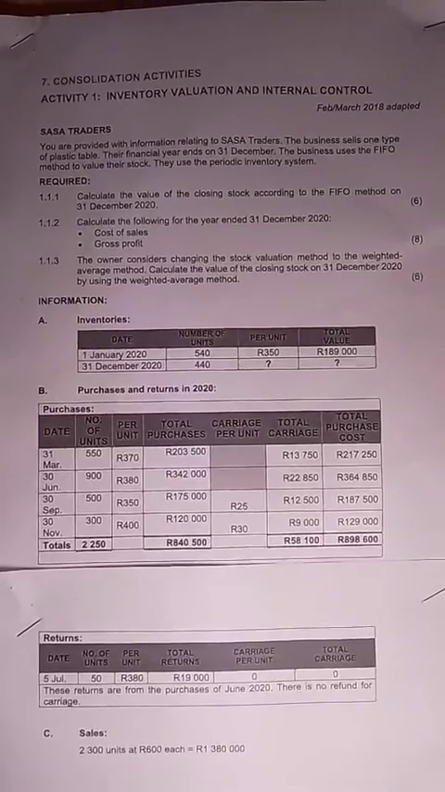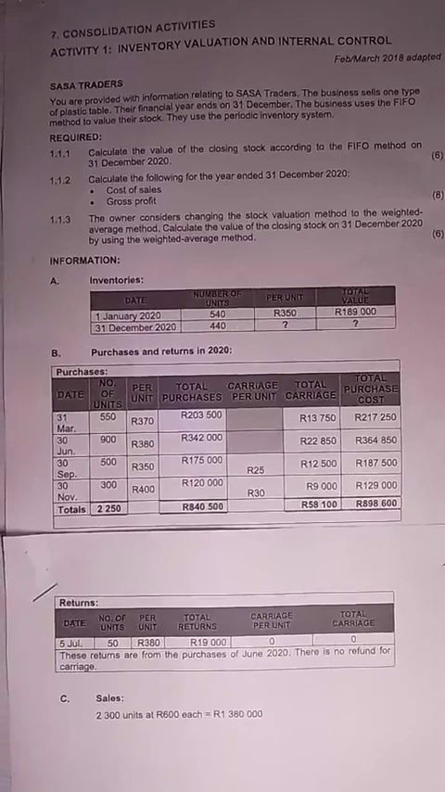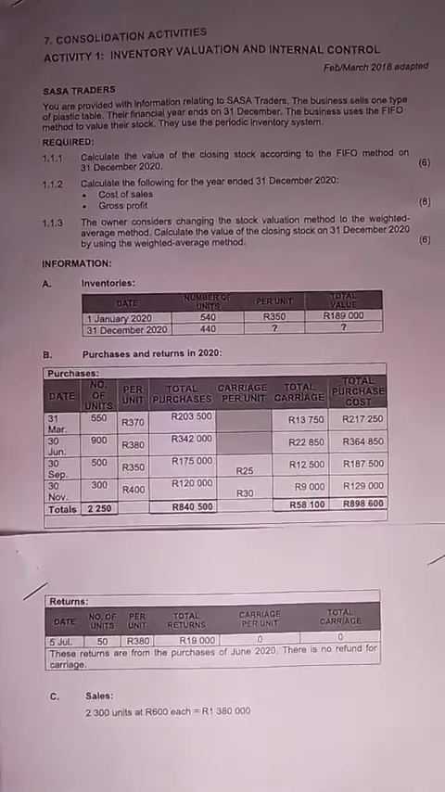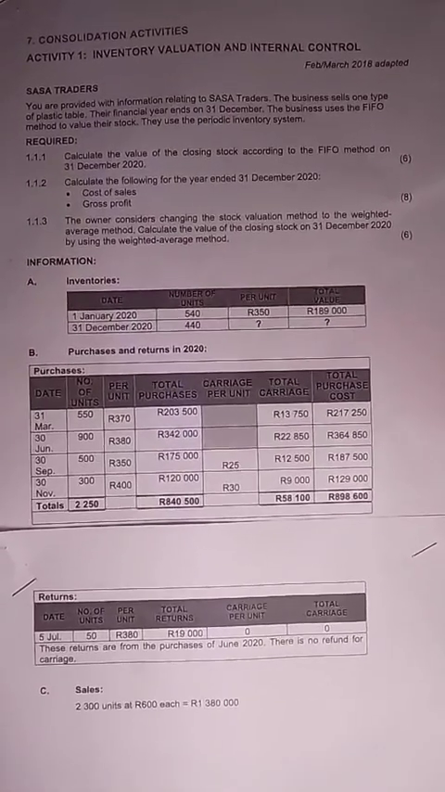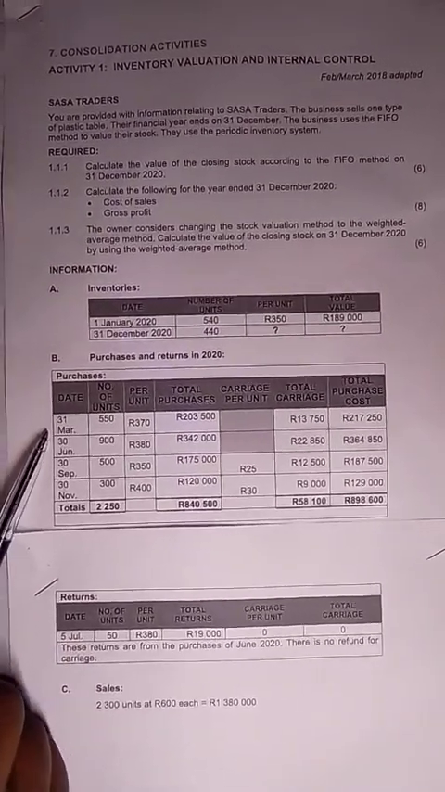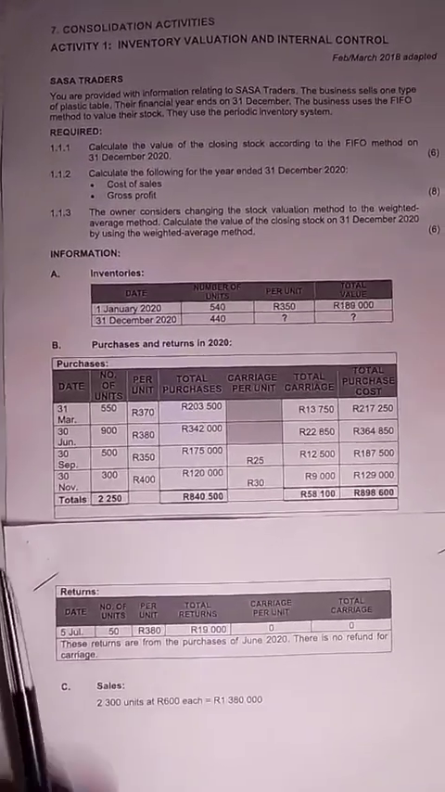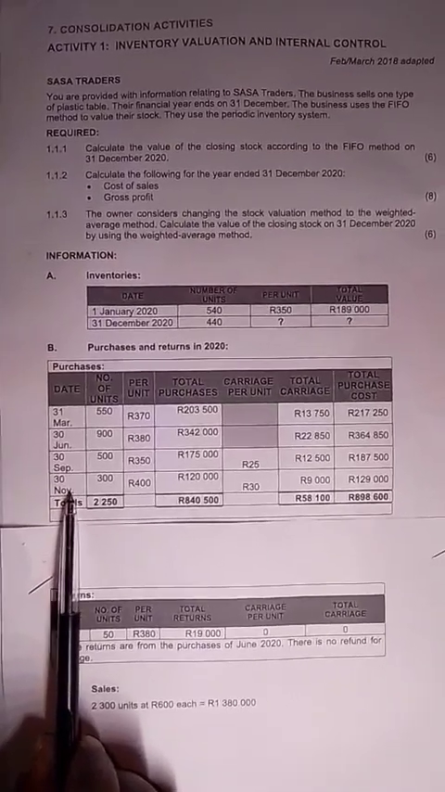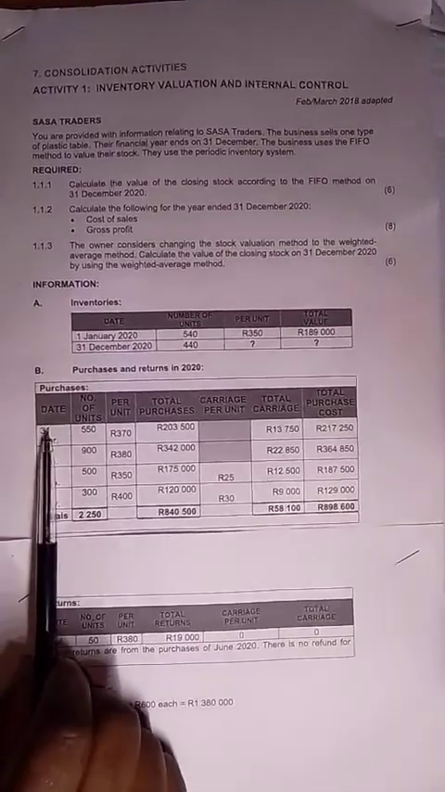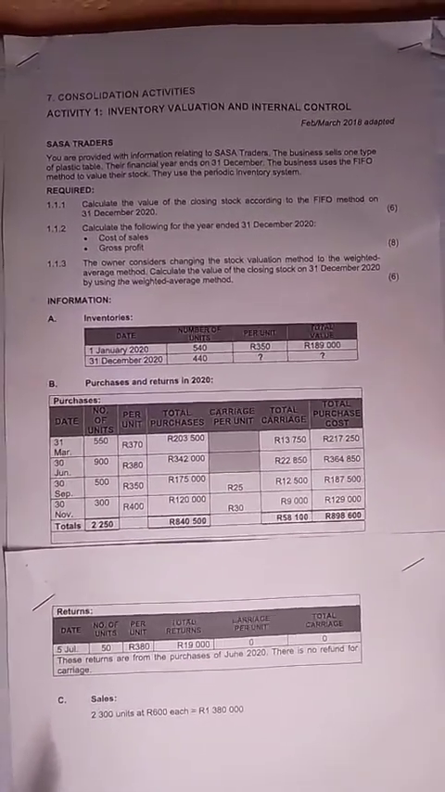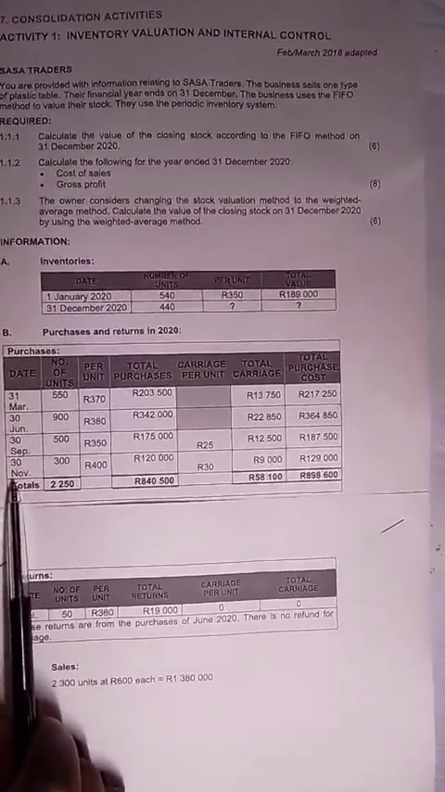Okay, what you need to understand is that when we are calculating our closing stock using the FIFO method, the stock that is most likely to be part of the closing stock is the one that was purchased last. So when we look at the purchases that took place from March up to November, what is most likely to be part of the closing stock is the stock that is in the last month of purchase. Why? Because first in, first out implies that the first stock that was purchased was always the first one to be sold, and the stock that is most likely to remain unsold is the one that was purchased last.